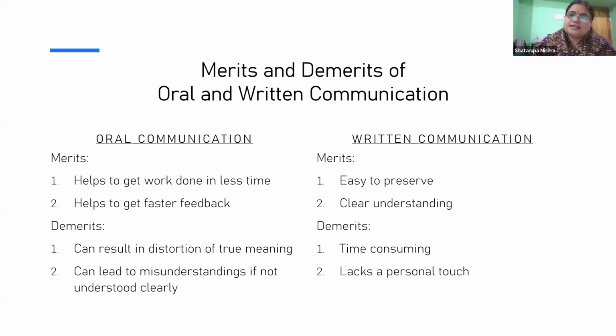But oral communication also has demerits. It can result in distortion of true meaning because it is not written. We cannot verify the information. So the information in an oral communication can be distorted. And of course, it can lead to misunderstandings if not understood clearly. So if I say something to you, whenever we speak, there might be ambiguity. Ambiguity means a statement could mean either this or that, right? So when such confusing statements are there in an oral communication, it can create misunderstandings.